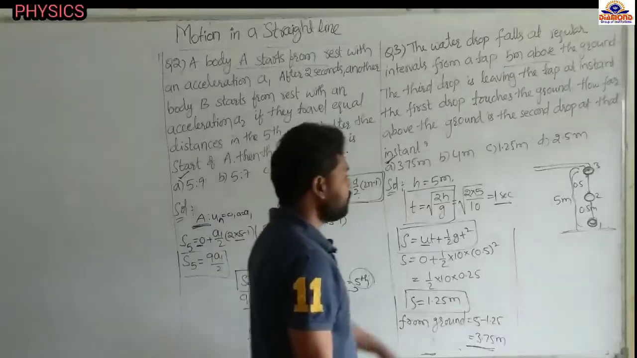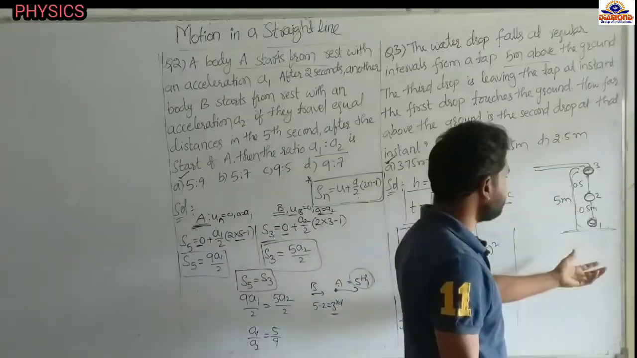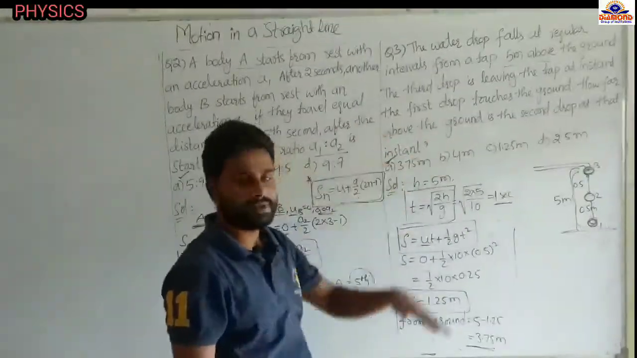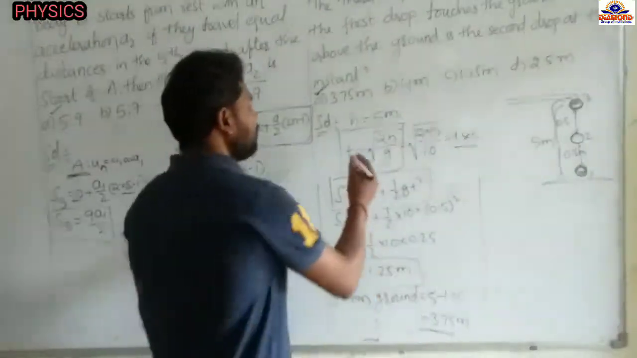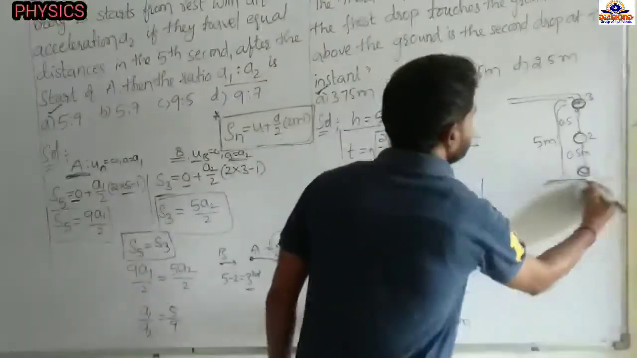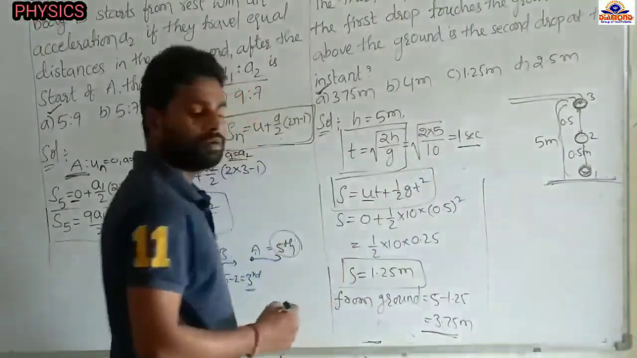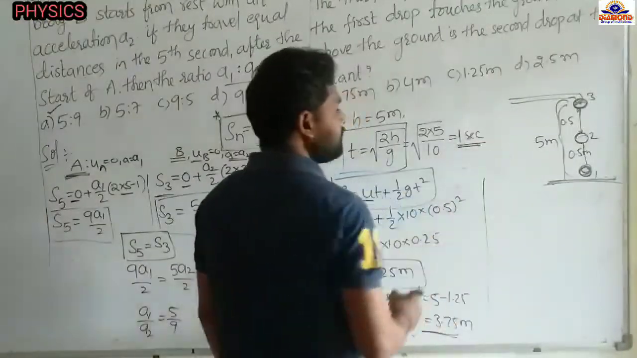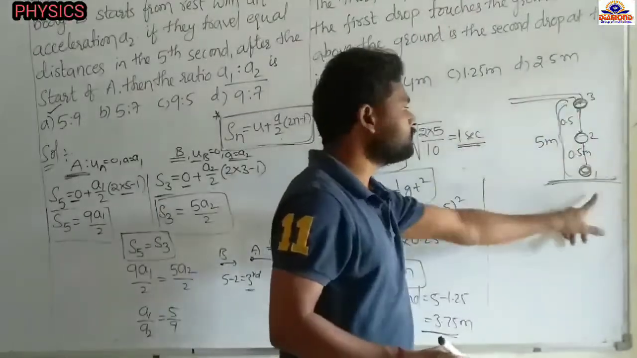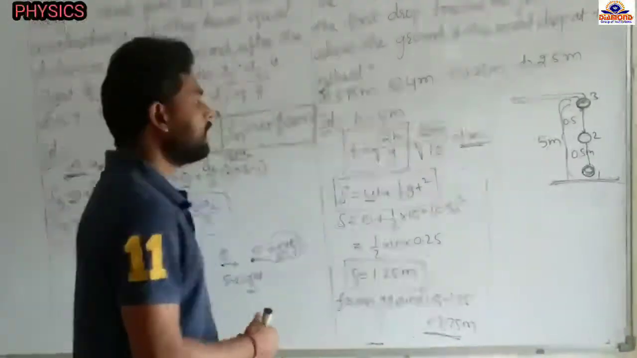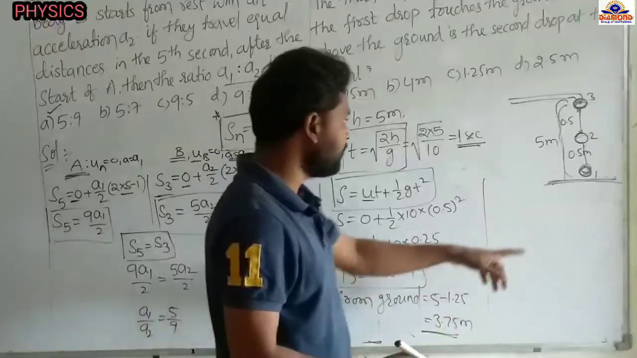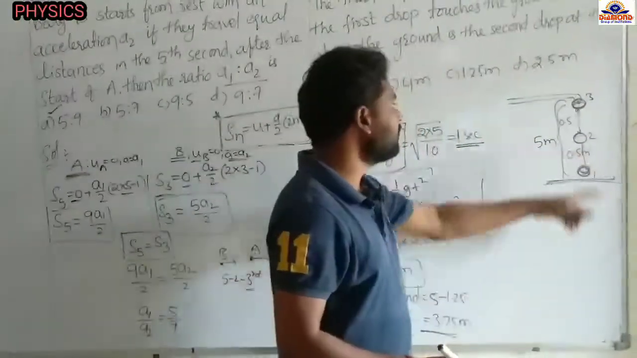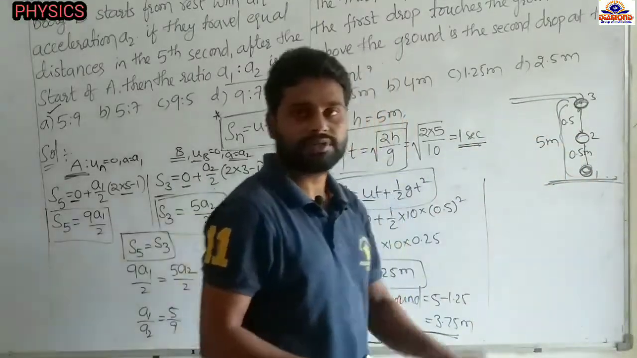Now first we have to find the time taken by the first drop to reach the ground. The drop is falling from the 5 meter height. The time taken by the first drop to touch the ground, the formula is T equal to root 2h by g. Height is 5 meters. Substituting, we get 1 second. That means the time taken by the first drop to reach the ground is 1 second. Whenever the first drop touches the ground, the third drop is just leaving the tap. That means the time interval between the third and first drop is 1 second.